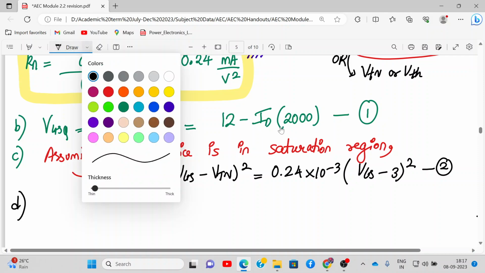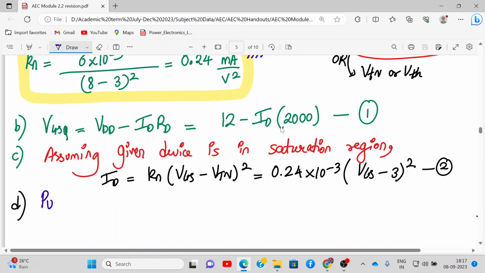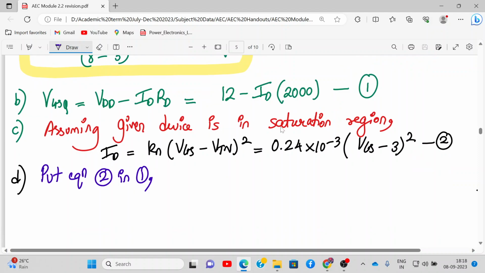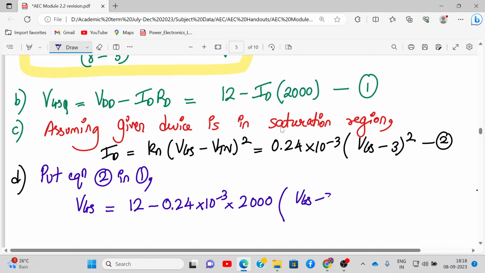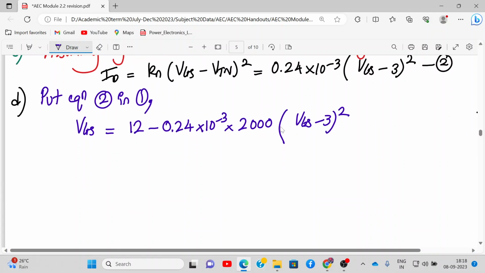Can you all tell? Put equation number 2 in 1. So what do we get? VGS is equal to 12 minus ID. ID is 0.24 into 10 raised to minus 3 into 2000 into (VGS minus 3) the whole square. Got it? Now you have to simplify this algebraically.